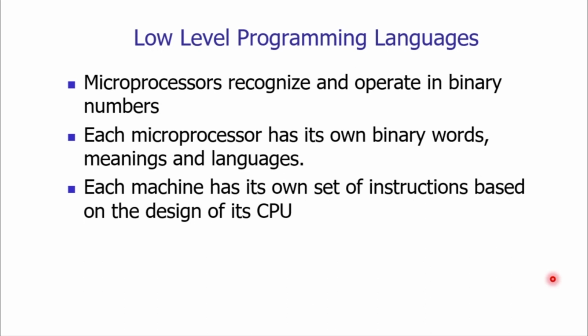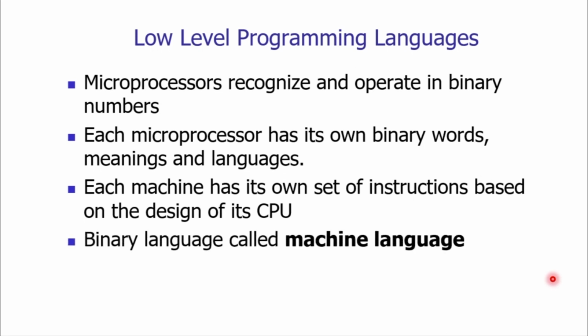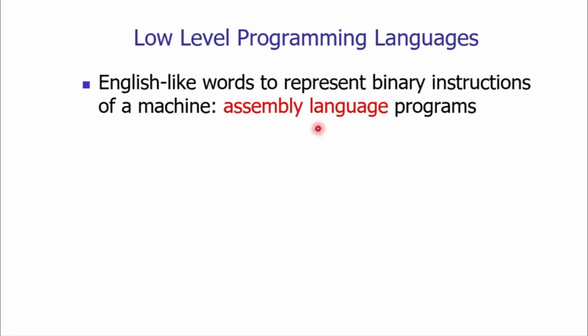In a similar way, each microprocessor-based machine will have its own set of instructions based on the design of its CPU. The binary language used by the microprocessor is called the machine language. And when we use English-like words to represent the binary instructions, that is called assembly language programs.